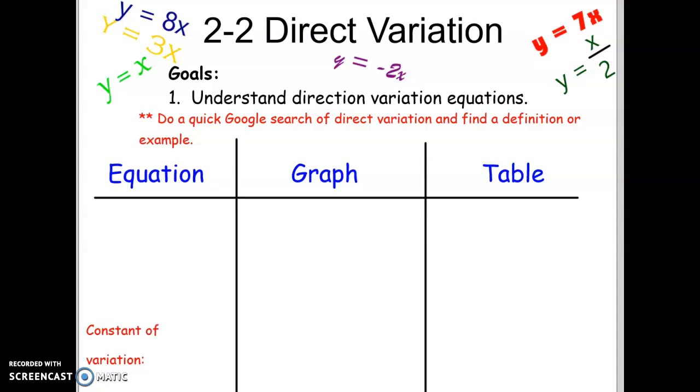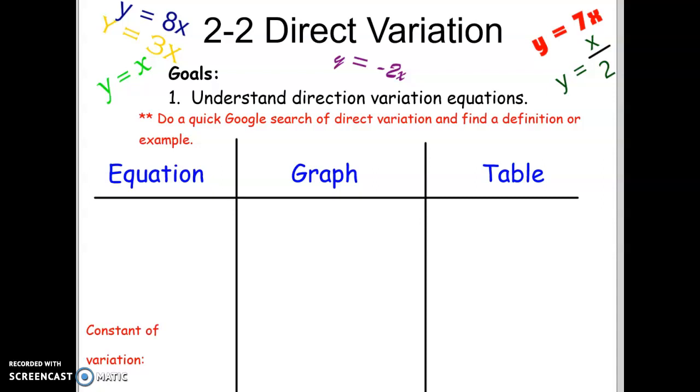All right, welcome to lesson 2.2, which is going to be all about direct variation. By the end of this lesson, I'm hoping that you'll know about direct variation in different worlds: what does a direct variation equation look like, what does a direct variation graph look like, and what does it look like as a table.